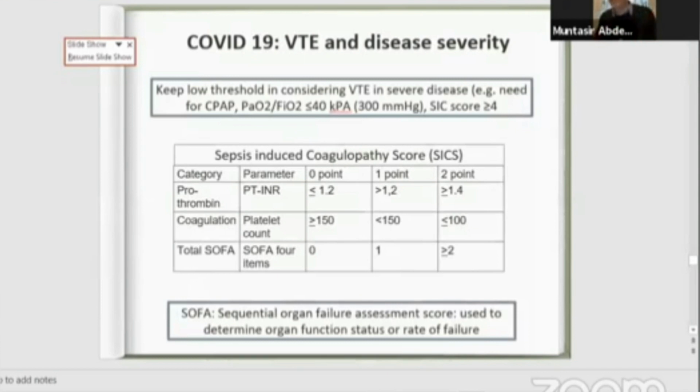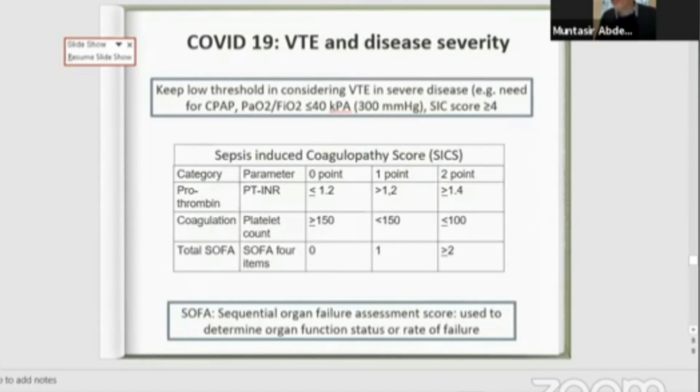Now, severity of the disease, how we stratify people according to severity of the disease. If the patient is at home, then he is less likely to have a pulmonary embolism. If the patient is admitted to the general ward, probably less likely. However, if the patient is severely ill in a high dependency unit on CPAP with oxygen, then he is likely to have pulmonary embolism.